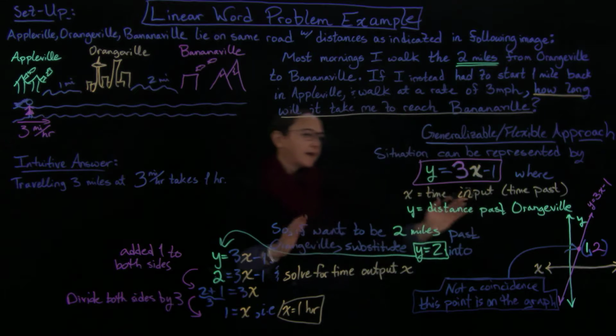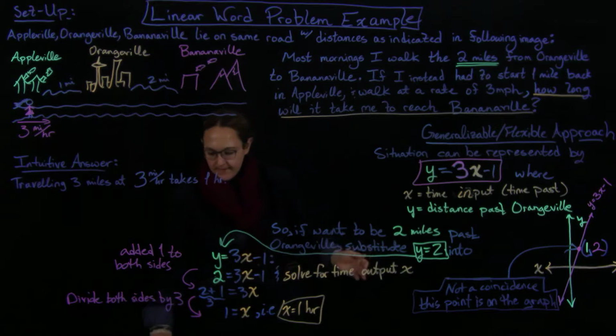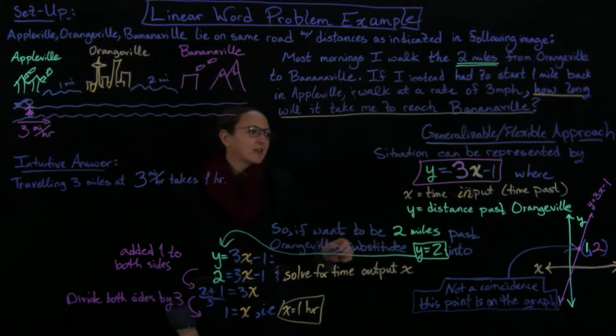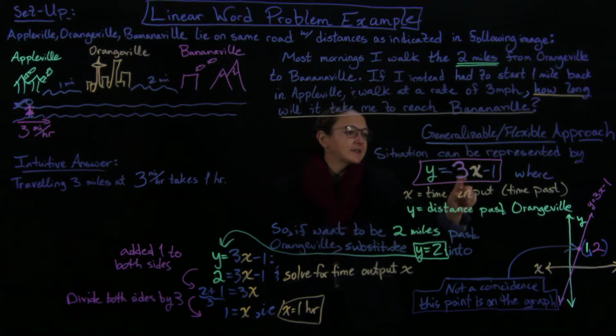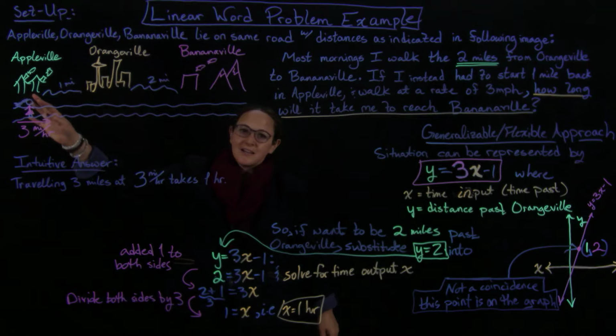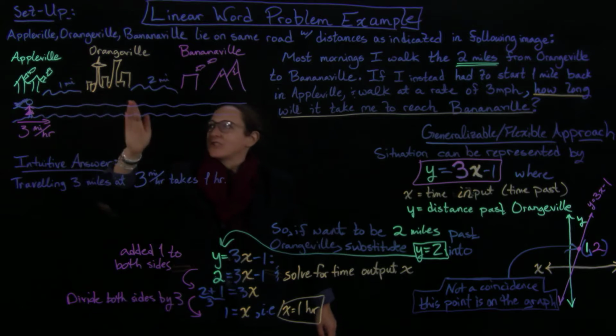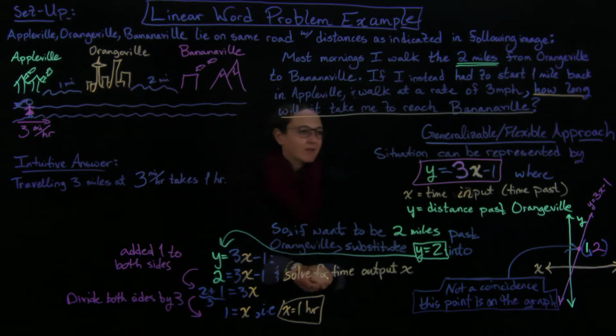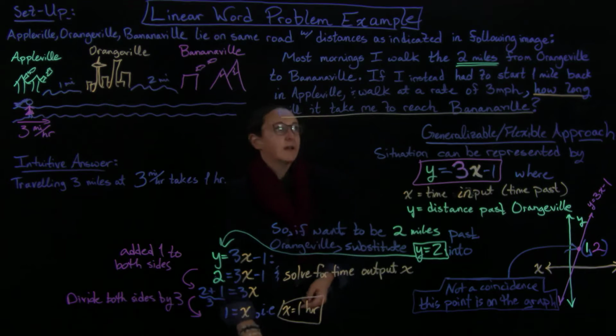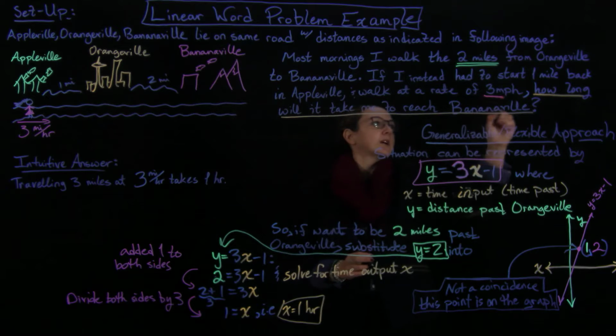So x is the time that it takes to go, and y is the distance past Orangeville. Then I've got to have this rate 3 times the time, because that's how you get the distance gone. I have a -1 here because I'm actually starting in Appleville, which is 1 mile before Orangeville. This is the equation that represents that. 3 is coming from the rate: I'm walking at a rate of 3 miles per hour.